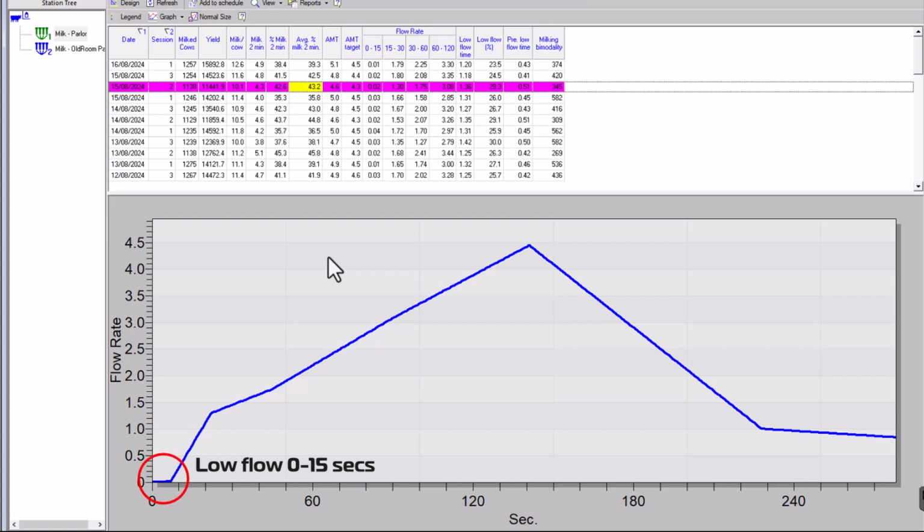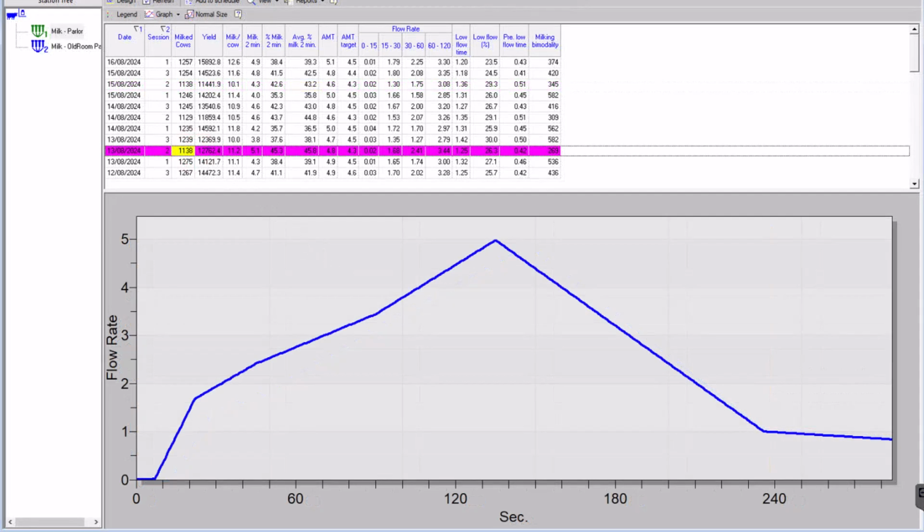Areas for improvement would be to increase initial flow rate. This may help move the peak flow towards the first 2 minutes. Cups should also be removed much earlier. The same pattern is evident in other session 2 milkings.